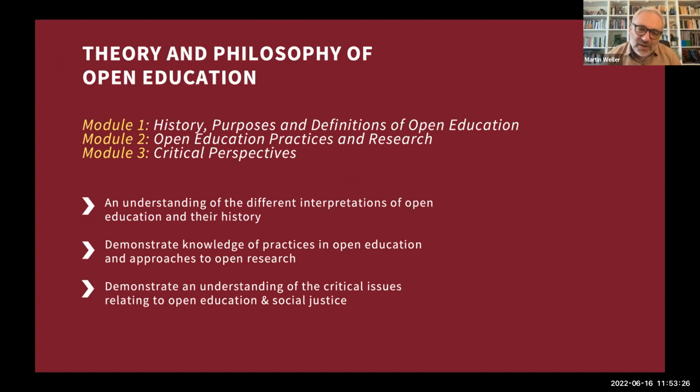So as Rajiv said, there's 3 modules to it: history, purposes and definitions of open education; practices and research; and critical perspectives. Each stage is 2 weeks. And so those are the learning outcomes we've got there. So only 1 per module.